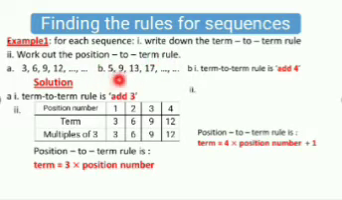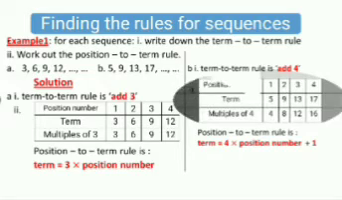Now let's look at B. We have 5, 9, 13, 17. You observe that the numbers here are increasing by 4 each time. 5 plus 4 will give you 9, 9 plus 4 will give you 13, 13 plus 4 will give you 17. So the term to term rule here is add 4.